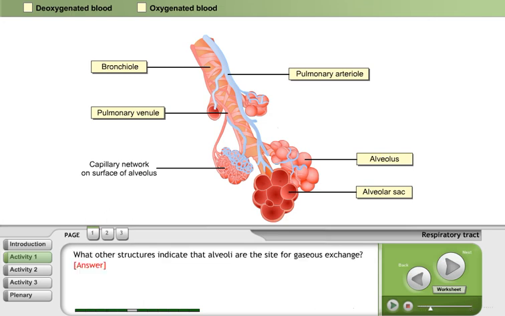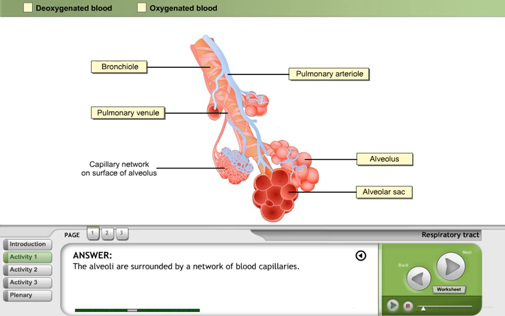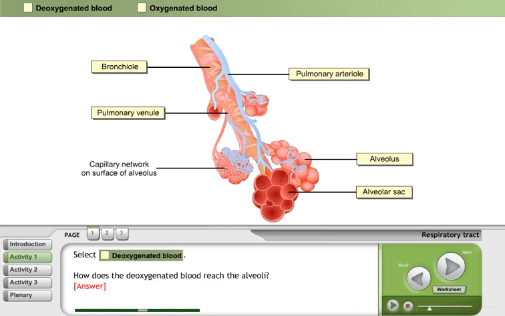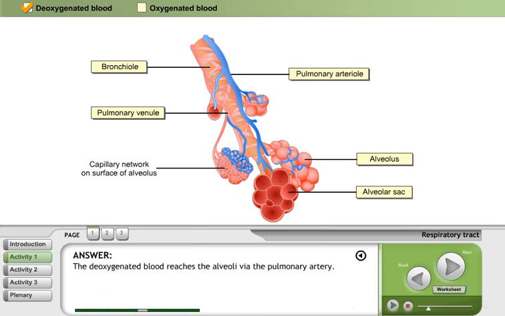What other structures indicate that alveoli are the site for gaseous exchange? Answer: the alveoli are surrounded by a network of blood capillaries. Select deoxygenated blood. How does the deoxygenated blood reach the alveoli? Answer: the deoxygenated blood reaches the alveoli via the pulmonary artery.